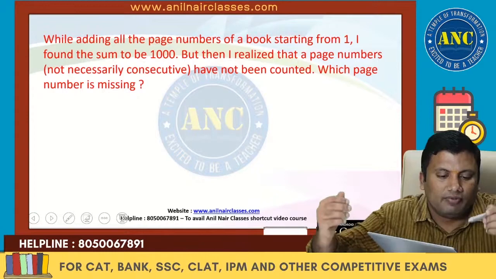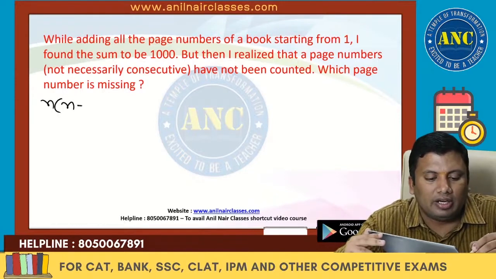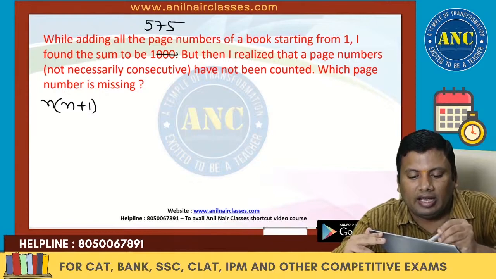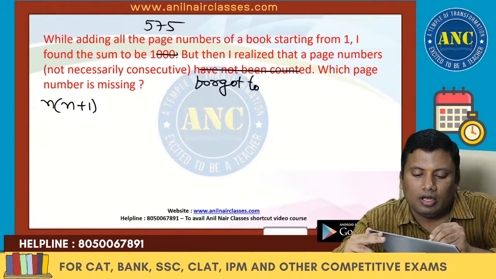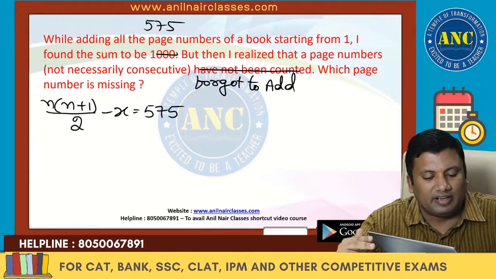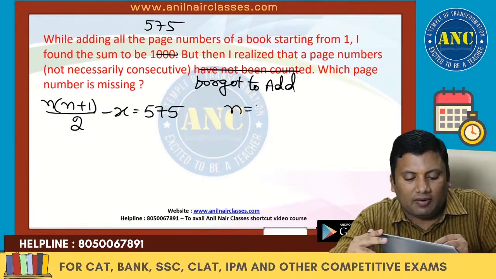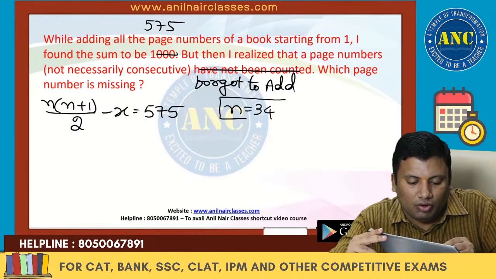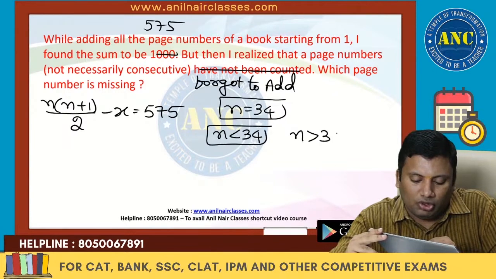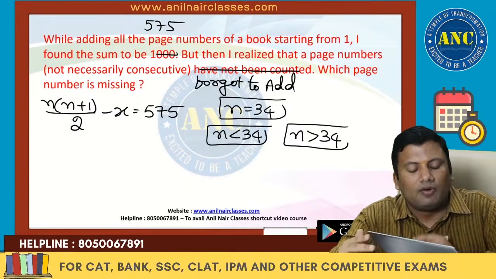Suppose, see here. This is n into n plus 1 by 2, the sum is 575, and he forgot to add one number. So n into n plus 1 by 2 minus x is 575. I said n equal to 34 is the only possible case. N less than 34 and n greater than 34, both cases are not possible. Why, we will see.